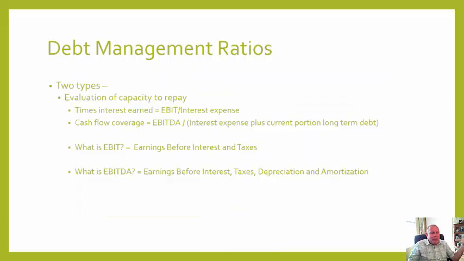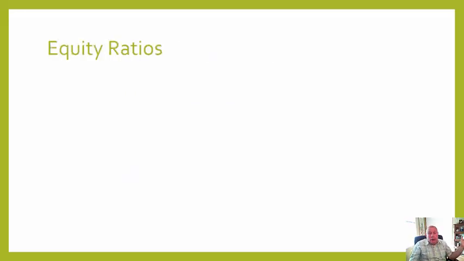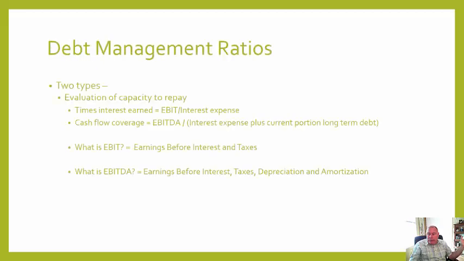The next type of debt management ratios that we have is the ability to repay. How are we going to pay back the debt? This becomes a critical thing that a lender wants to know. If a company is issuing a bond, a public security, people want to know, how am I going to get paid? What's my coverage ratio? So there's really a couple things we look at here. We evaluate the capacity to repay.